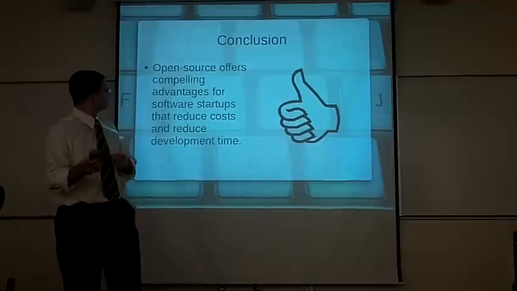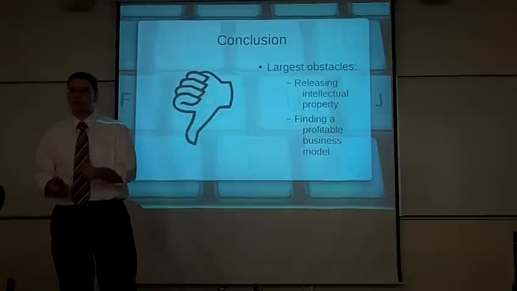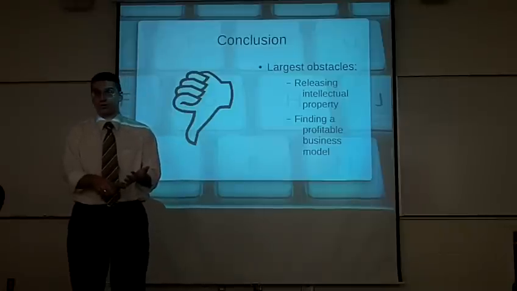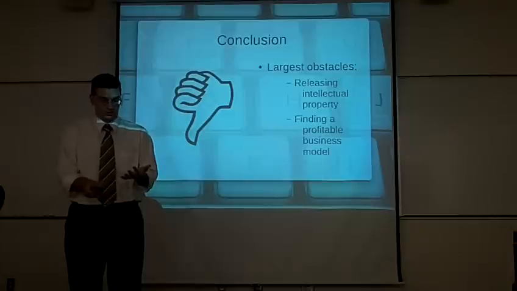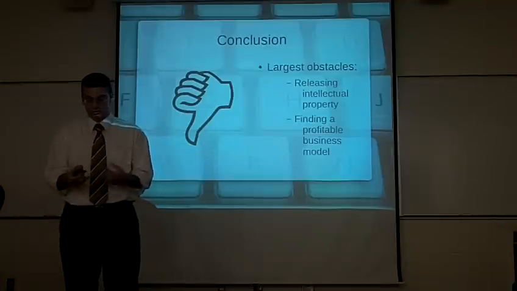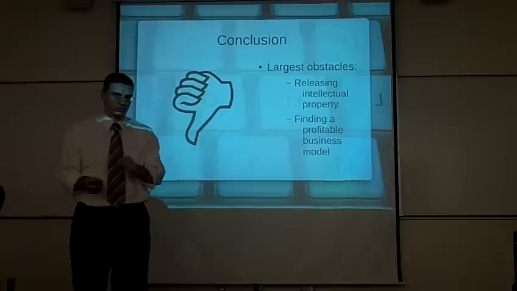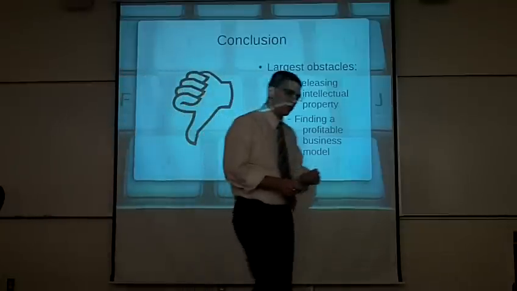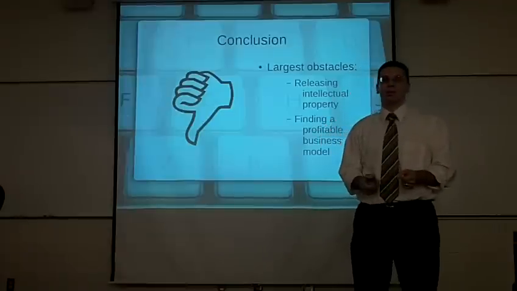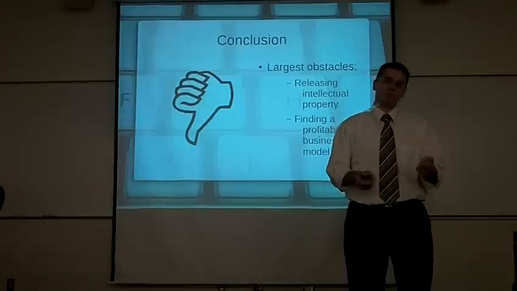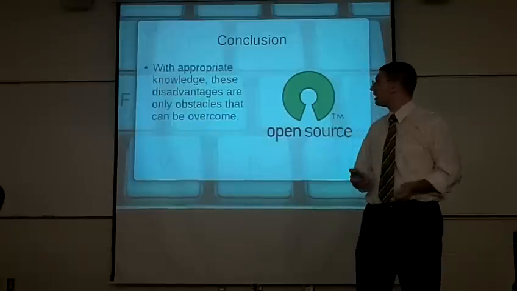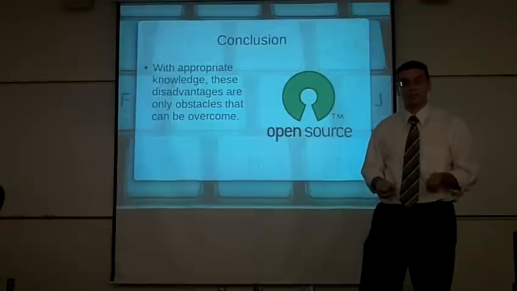On the flip side, there are some large obstacles you have to overcome. Namely, you have to release your intellectual property to the public, and you have to find a way to make money off of this. So these are obstacles, but there are many open source software businesses that have found a way to do this. They've been able to take open source and make it profitable and overcome these disadvantages.